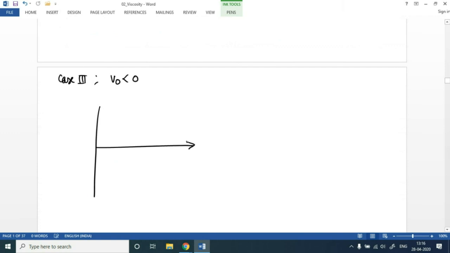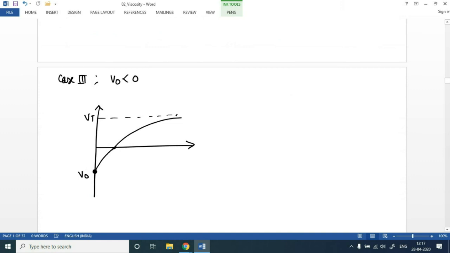The same expression for velocity would be there, only the value of v naught would be negative. This is the terminal value vt, and the initial velocity here is negative, somewhere here. So what will happen: its speed will first decrease, and at some time its value will become 0, and then it will continue to increase, and it will have a terminal value at vt. So this is the v versus t graph.